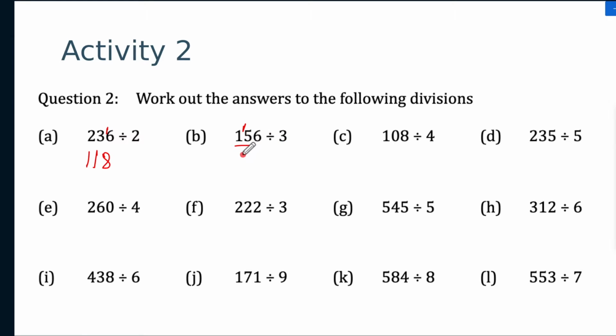3 goes into 15 5 times, and there is no remainder. And then 3 goes into 6 twice. And that's your answer, 52. Okay?